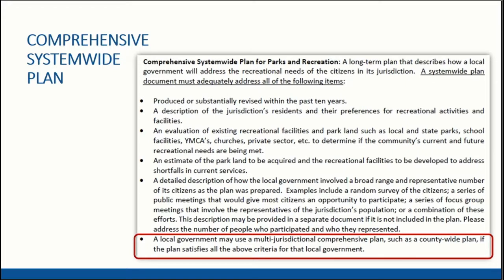And again, Recreation Resources Service can provide you examples of any of these planning documents to help you if you're considering starting these plans. But say a county completes a plan, and all the local jurisdictions within that county participate in it. Can that individual city include this countywide plan as their comprehensive plan? They can if it satisfies all the above criteria for that local government. So if I look at one specific city, can I read all of this information? Have you documented this that's appropriate for that jurisdiction to count that?